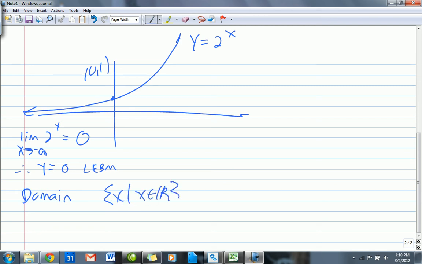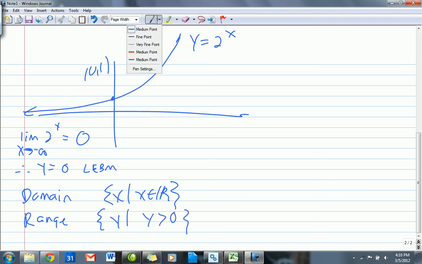a real number. Right? Ain't no number you can't raise 2 to. Can't plug in for this x value. The range, however, is restricted because you can't take 2, a positive number, raise it to any power to turn it 0 or anything less than 0 for that matter. So the range is the set of all y's such that y is positive. Okay. Now what I want to do is find the inverse.